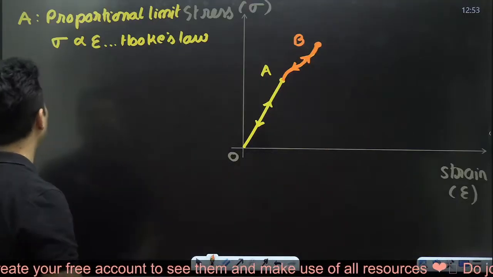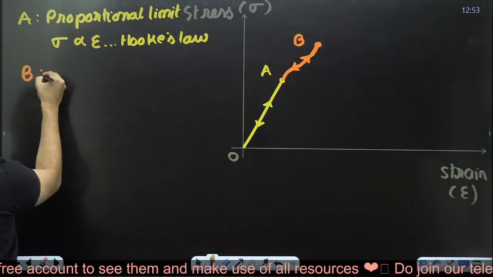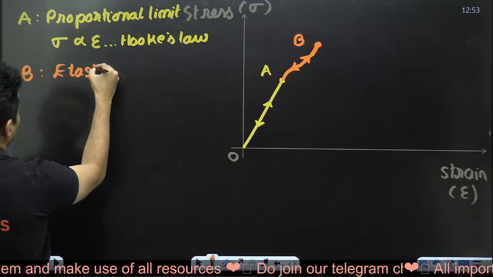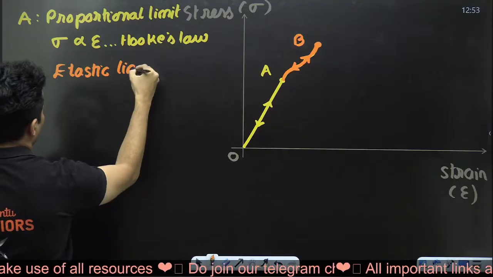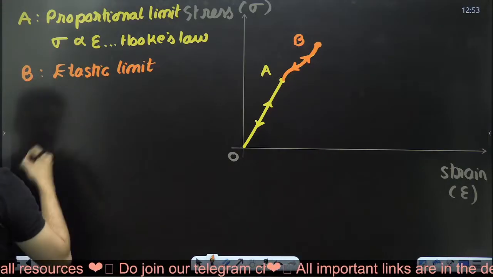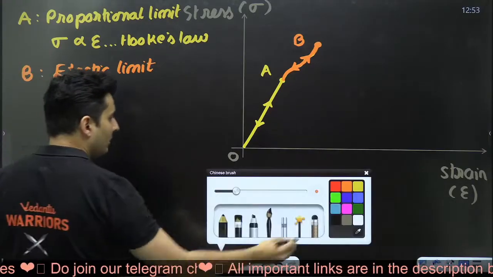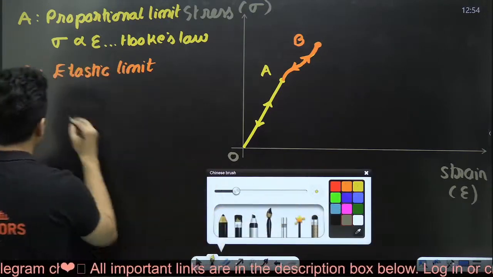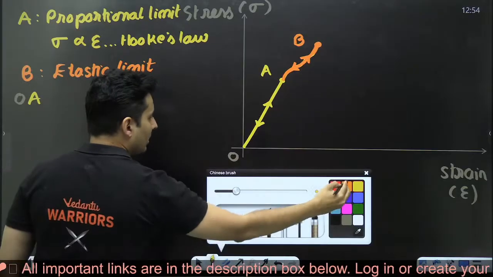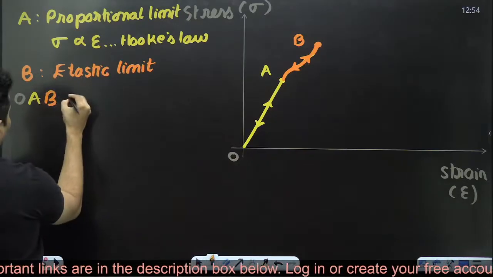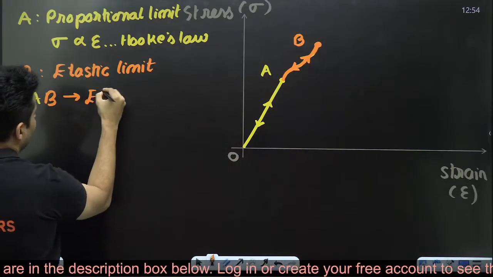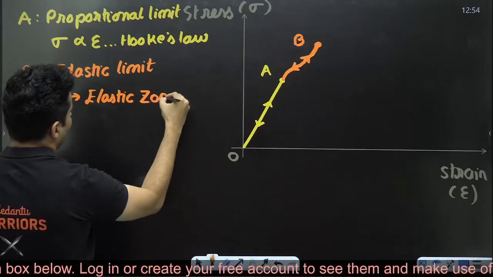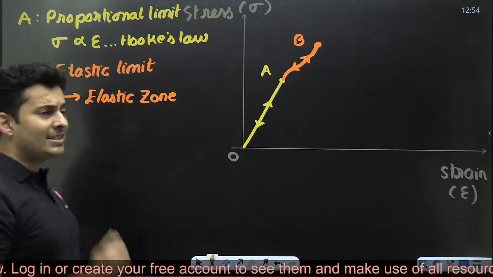Now what is this point B? This point B is basically called the elastic limit. Elastic limit. In fact, the region from your O then to A to B, this entire region is basically called the elastic zone. Elastic zone. Why elastic zone?